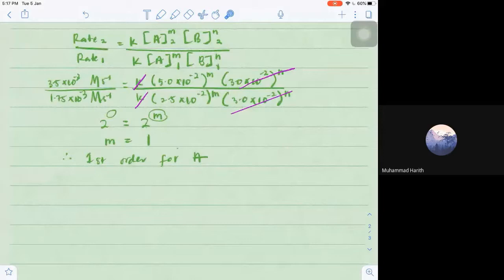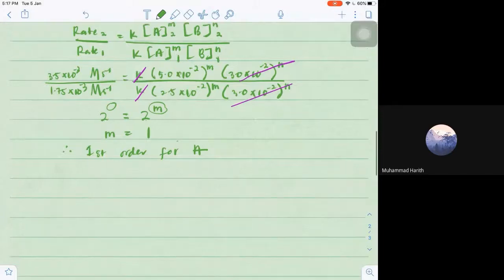to determine the N value, just repeat the same step. Look at the rate. Which one has a higher rate? 3 and 1. So rate 3 is higher than rate 1. Actually, you can choose 1 over 3, tapi kalau saya personally, I'll choose the greater value over the smaller one. Either will lead to the same answer.